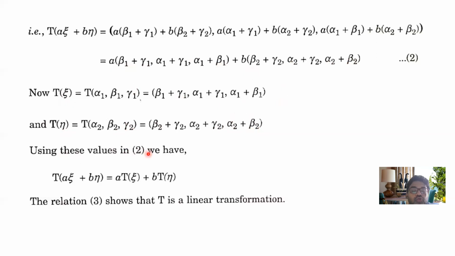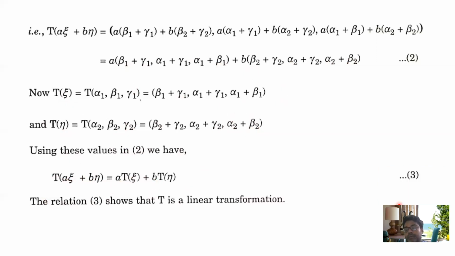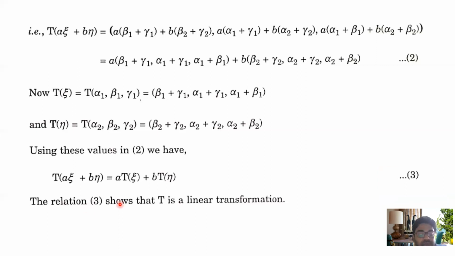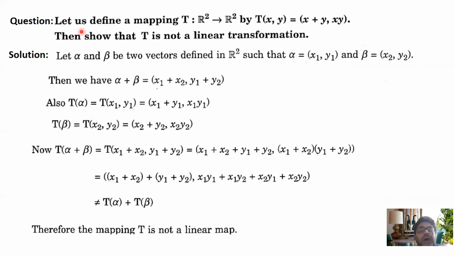Using these values in 2, we have T(a eta plus b zeta) is equal to a T eta plus b T zeta. So therefore the relation number 3 shows that T is a linear transformation. So this is also another approach. The first question was based on a double condition and this question is based on a single condition. So this type of question you can expect. Now let us define a mapping T from R. Don't be confused about mapping or transformation.